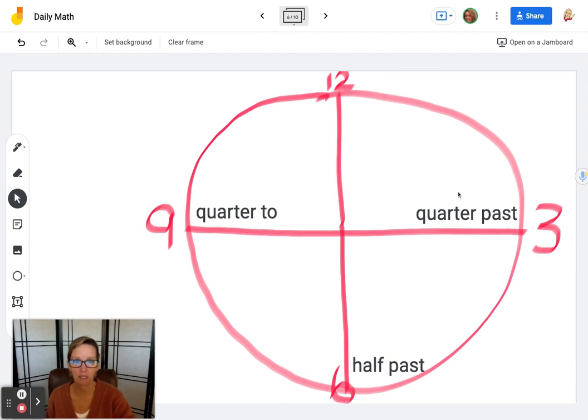And then remember, when it comes down to the 6, that's half past because it's half of the clock. And then we go over to the 9. When it's 45, it's on the 9, and that's a quarter to the next hour because remember, the time goes this way. And so it would be a quarter to the next hour.